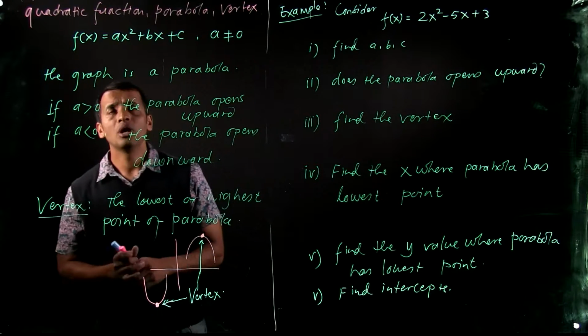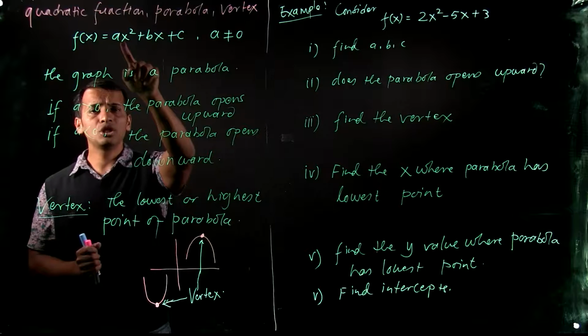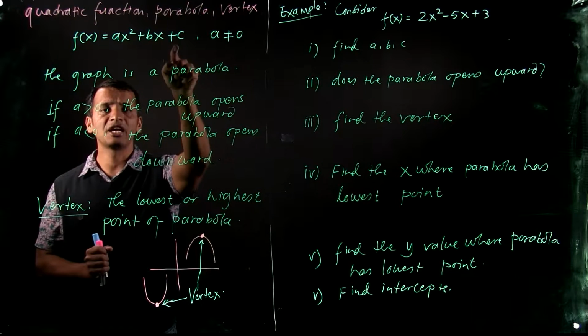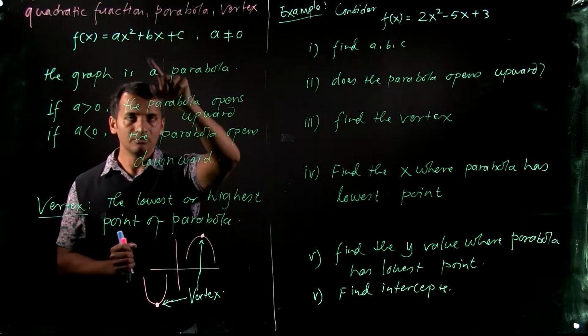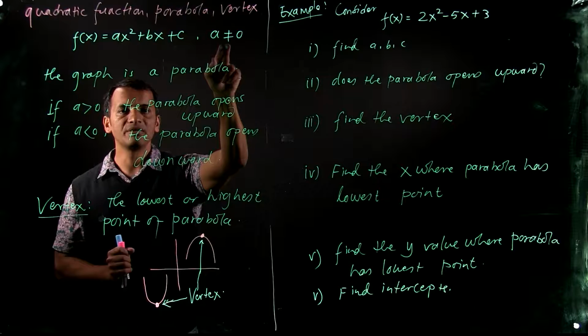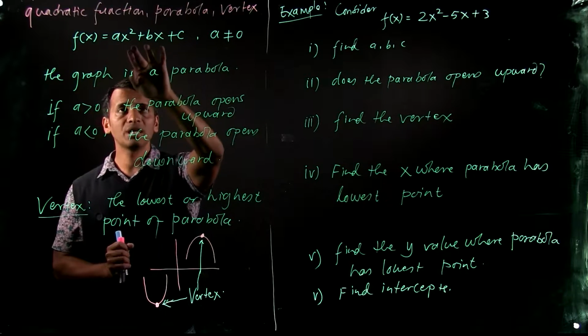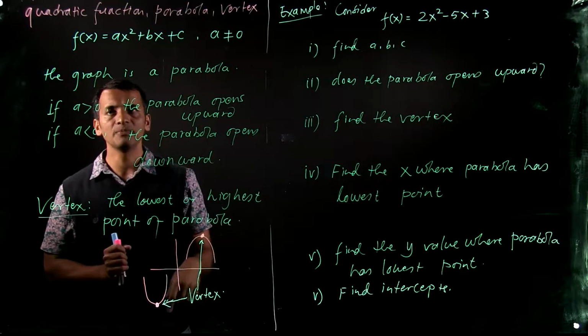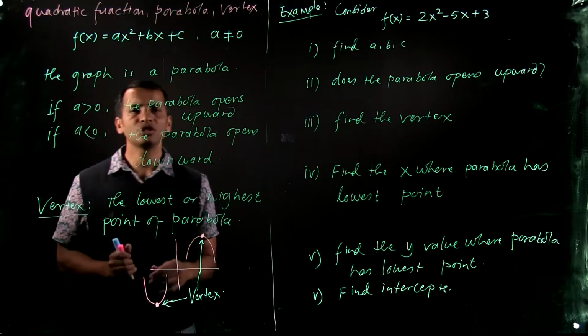Okay, so a function of degree 2, ax squared plus bx plus c, where a, b and c are numbers whose values are given, and a is non-zero, is called a quadratic function. f of x equals ax squared plus bx plus c, where a is non-zero. Now the graph of a quadratic function is a parabola.